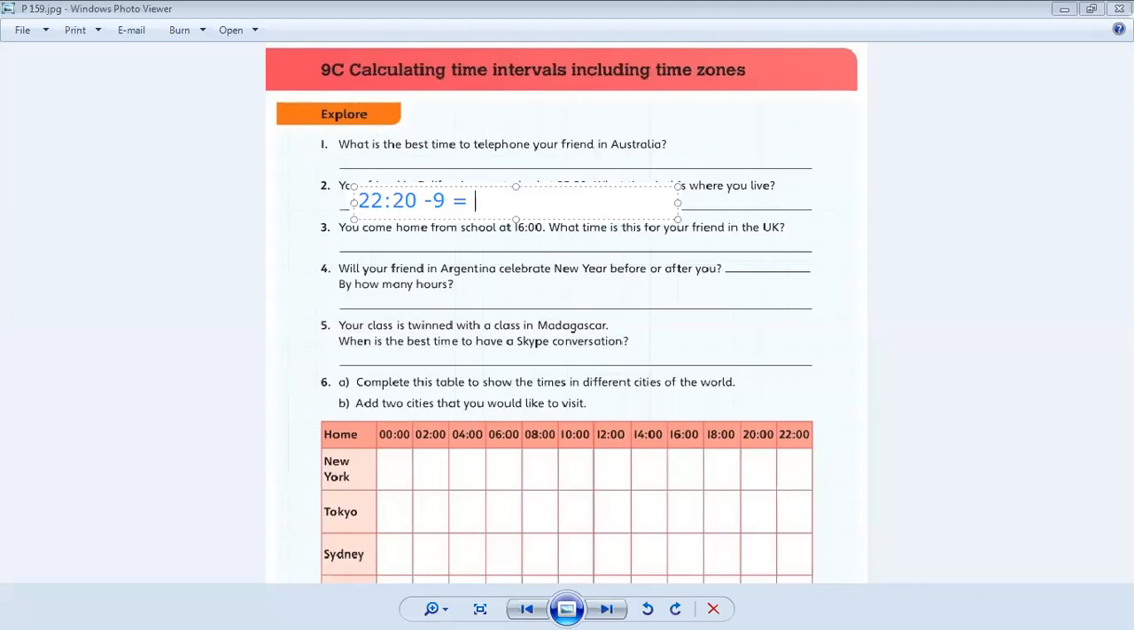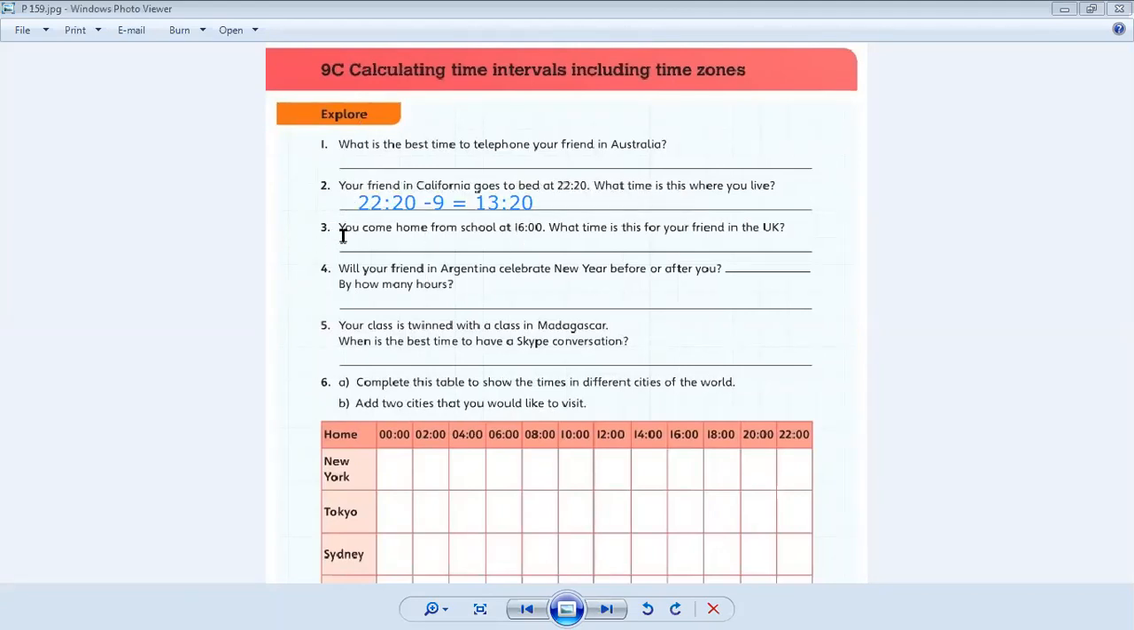Do you have your pencil, your paper, notebook, or something to study with me? Okay, what is the result? It's like 13:20. 13:20? Are you sure? Yes. We have to write here 13:20. Okay.